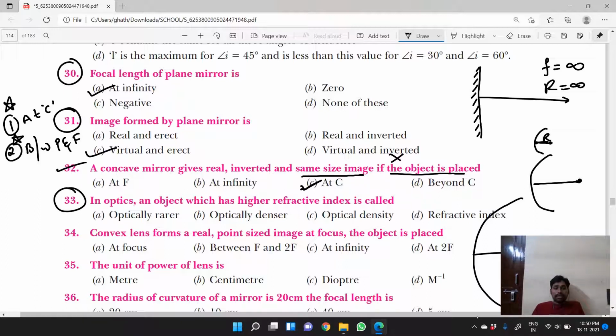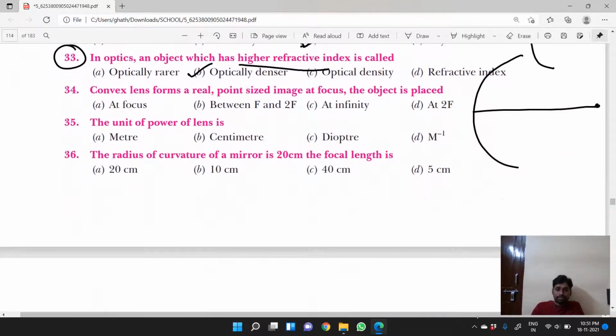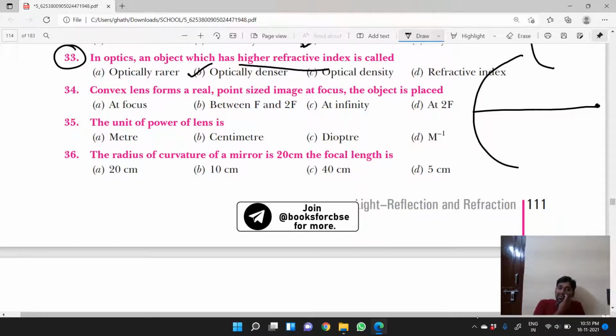Next, 33: in optics, an object that has a higher refractive index is called optically denser. Now, I told you the glass and air concept, it is the same. See the next one: a convex lens forms a real point-sized image at focus. The object must be at infinity. This is also one of the cases.